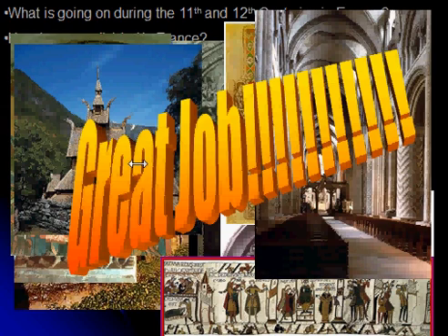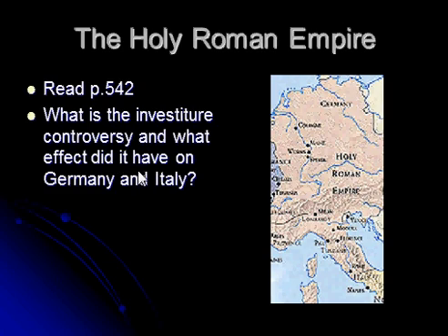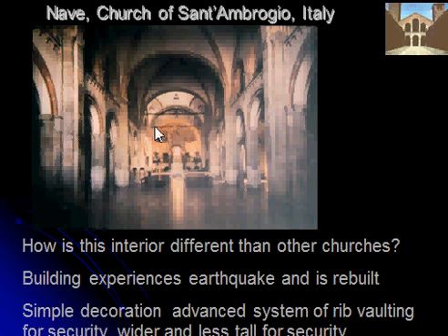Holy Roman Empire. Yeah, that was pre-Germany, and they were very split up. Like there's many states, if you remember from AP. And this is the nave of the Church of Saint Ambrogio, Italy. I'm horrible. Ambrogio. How is the interior different from other churches as well? Um, this church was broken down so many times by earthquakes, and they just have to keep on rebuilding it.